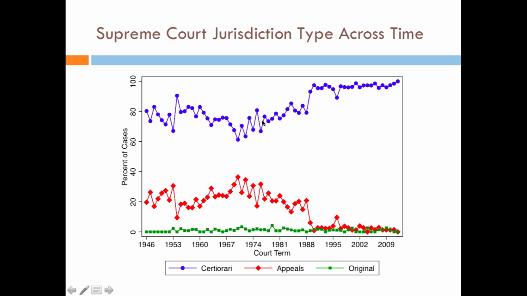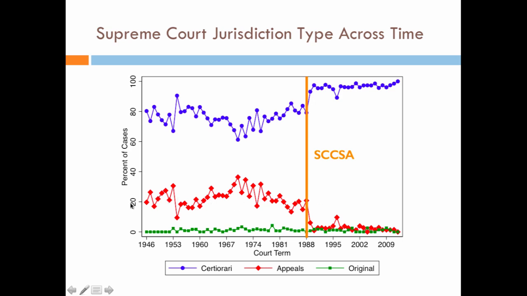So this blue line, that's always made up the majority of the cases that land on the Supreme Court's agenda in the latter half of the 20th century. But you should note this really dramatic shift that happens right after the Supreme Court Case Selections Act in 1988, which essentially dismantled mandatory appeals, right?